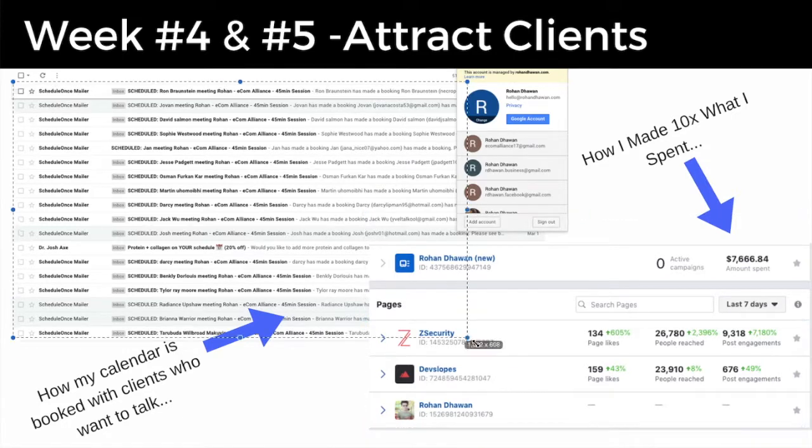And my calendar was always booked because someone or the other across the globe, USA, UK, someone was always booking a call with me to talk to me. As you can see, it says over here, scheduled Sophie Westwood meeting Rohan Dhawan. It's a 45-minute session, and I will show you how you can always book your clients and book your calendar whenever you want, so that you can start talking to them and start closing them as a client.